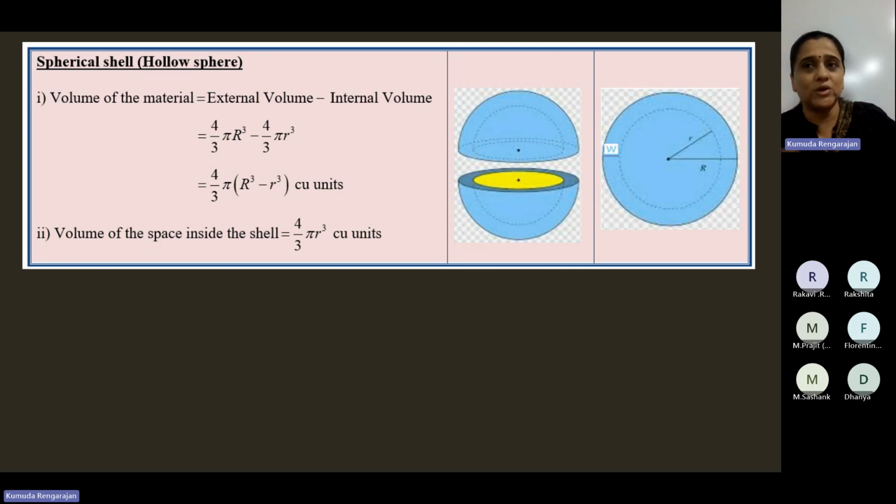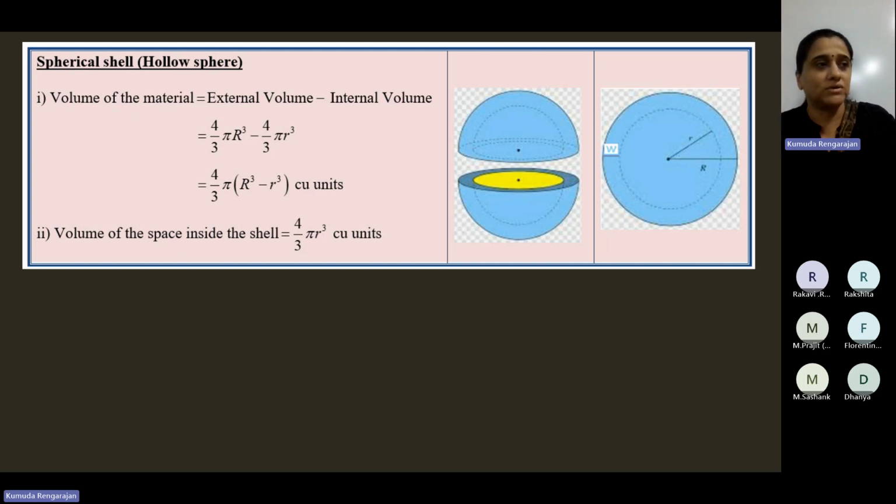Now here you cannot use area of uniform cross section because it does not have a uniform cross section. It has a cross section, but it's not uniform. You cannot stack up many identical things and get a sphere. You can stack things and get a sphere, but they will not be identical. They'll keep increasing in size and then again decreasing in size. A cone also has a cross section, but doesn't have a uniform cross section.